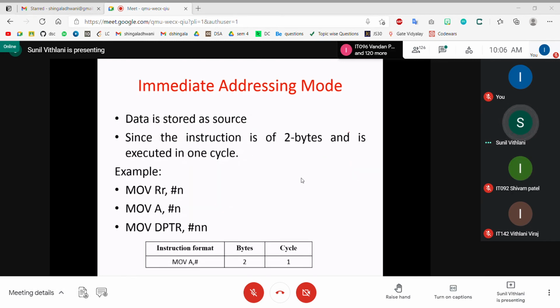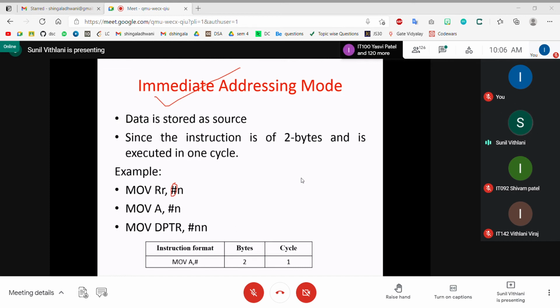So that is the first addressing mode, immediate addressing mode. In this immediate addressing mode, how do we indicate it? Immediate addressing mode will be indicated by this hash sign, or you can say pound sign.